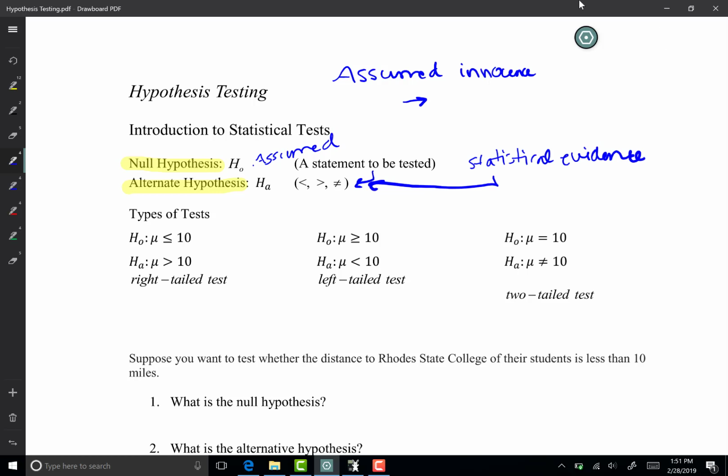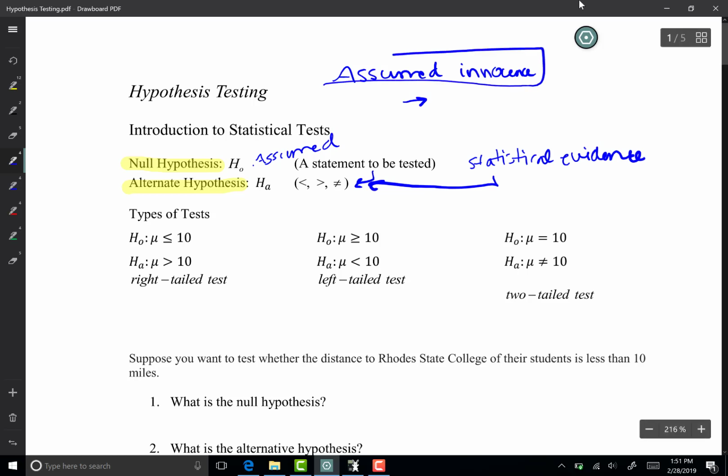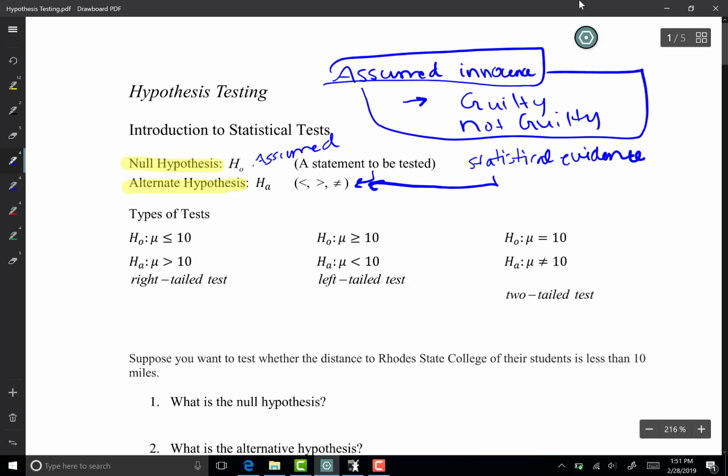So that at the end of the trial, when they say, Foreman, what say you? They say we find the defendant, they never say innocent, right? They either find him guilty or not guilty, right? So basically this is true in hypothesis testing. We're either going to find enough statistical evidence to reject the null hypothesis or not reject the null hypothesis.